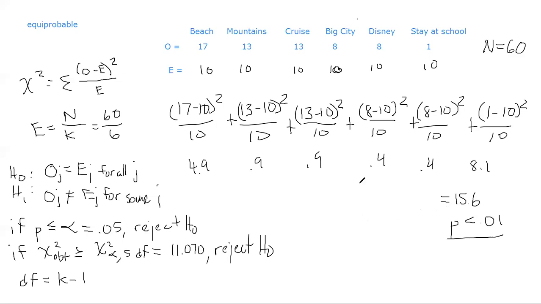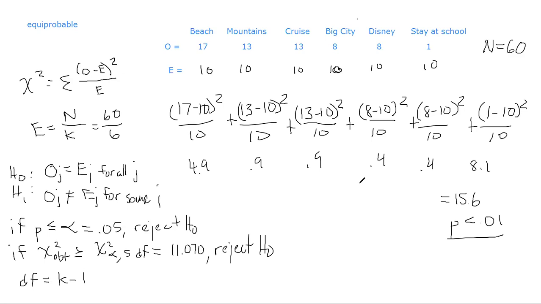So what does it mean to reject the null hypothesis? Well, that means that somewhere among these categories, our observed is different from our expected. Or to say this in terms of our variable, people's choice of ideal spring break categories are not equally distributed among people. And so at least some, possibly all, of these spring break destinations are chosen more than others, and some are chosen less than others.